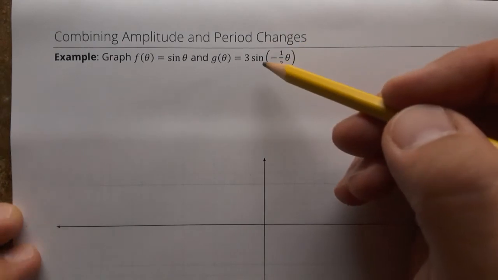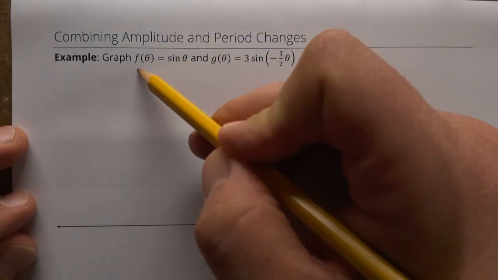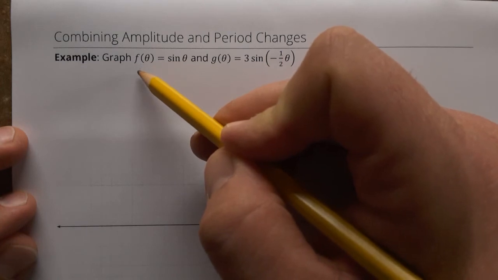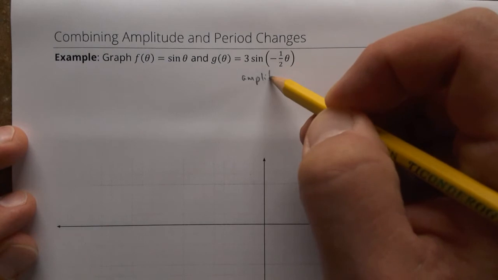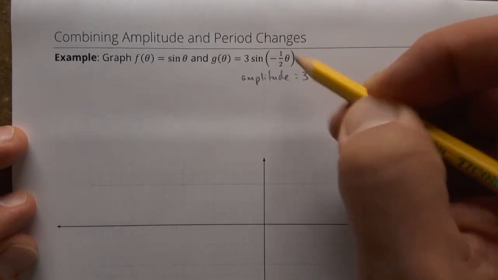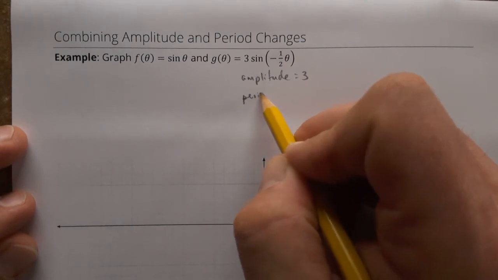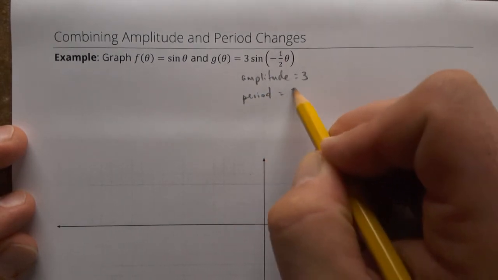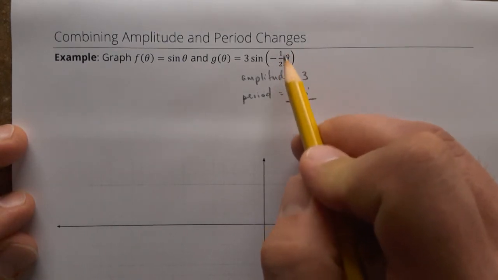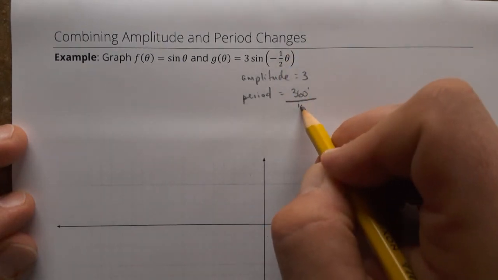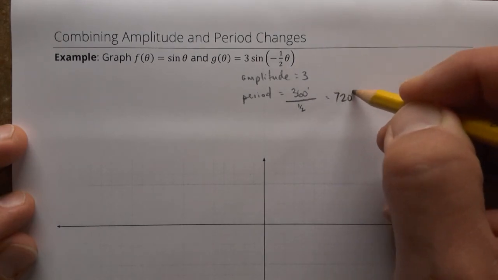So let's begin by figuring out the amplitude and the period of this function. Remember, the amplitude of f is 1 and the period is 360. The amplitude here is just 3, that number a out front. The period we need to calculate, though we can't read it directly. The period is 360 degrees and we divide by the absolute value of this number, which would be dividing by 1/2, which will work out to 720 degrees.